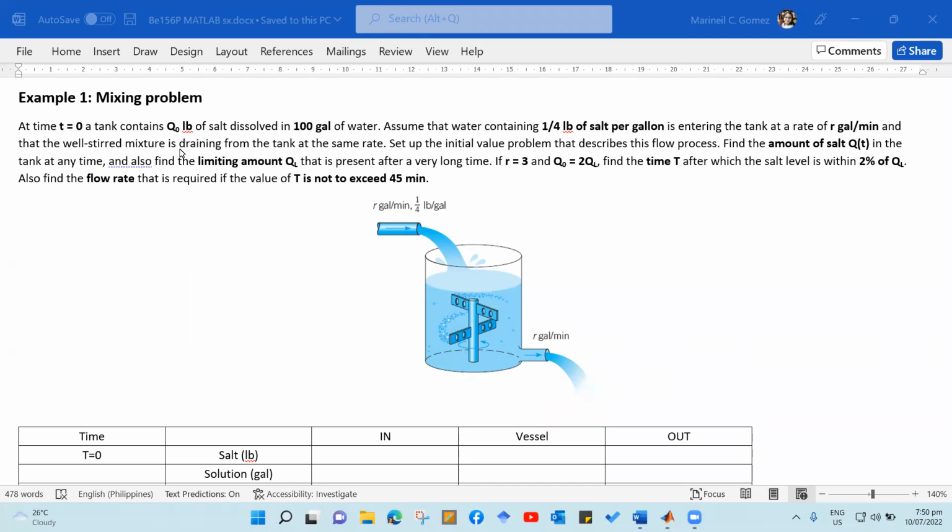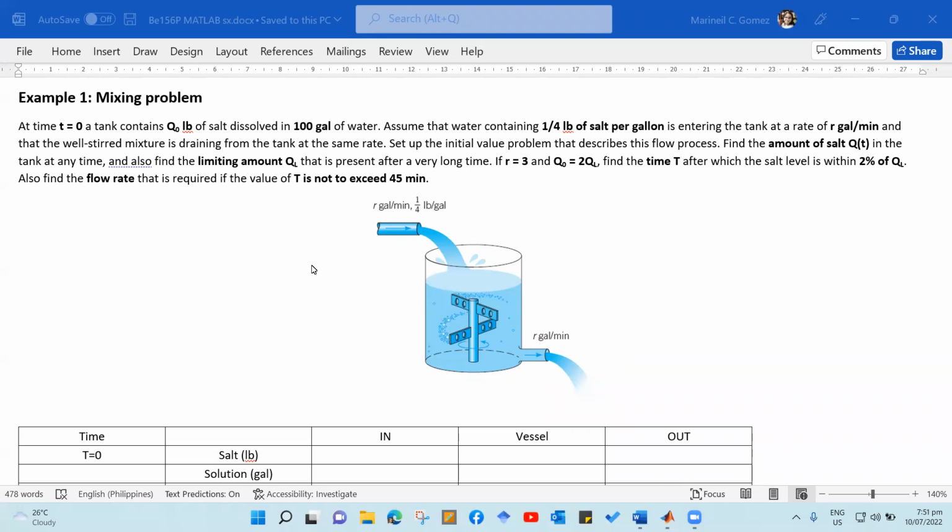Now you have an initial condition. Initially you have the tank at 100 gallons of water. Even if there's an inflow and outflow, since this is a steady state, you still have 100 gallons of water inside the tank. But the initial condition is you have a variable Q sub 0 as the initial amount of the salt in the tank. And you have an inflow of 1/4 pounds per gallon and an outflow, let's consider this a homogeneous mixture, going out at the same rate as the inflow.